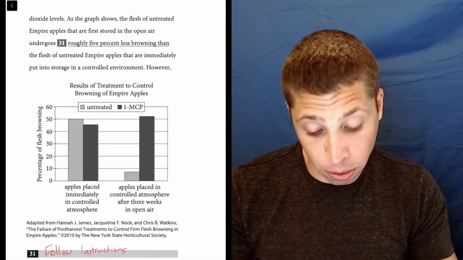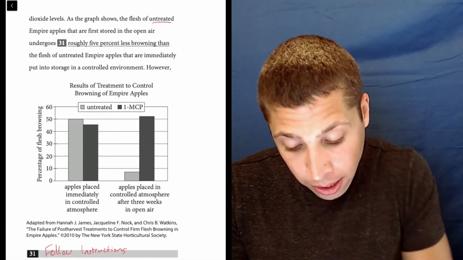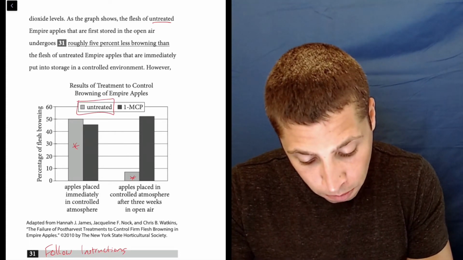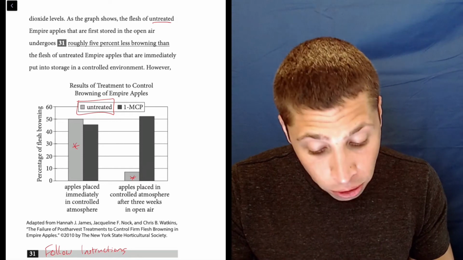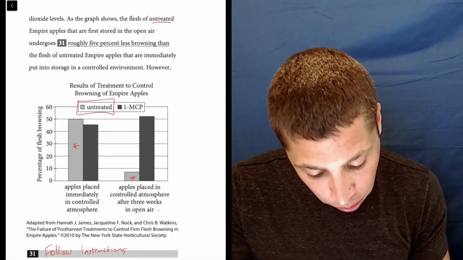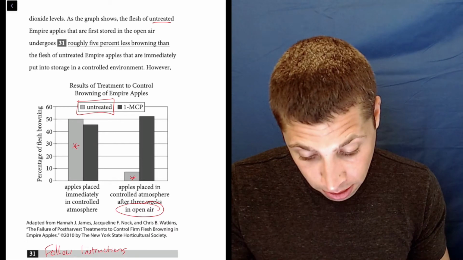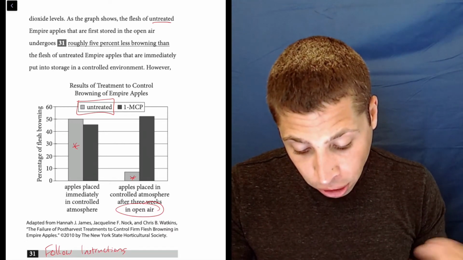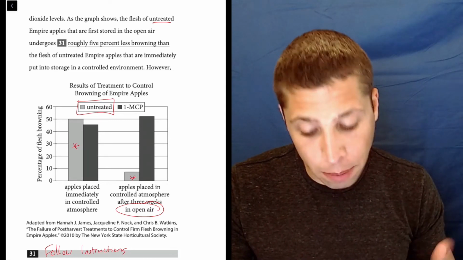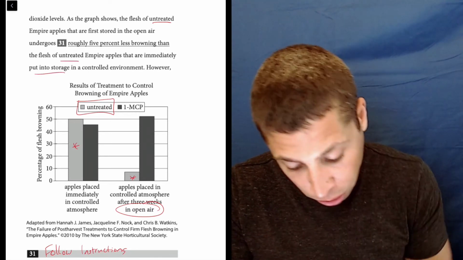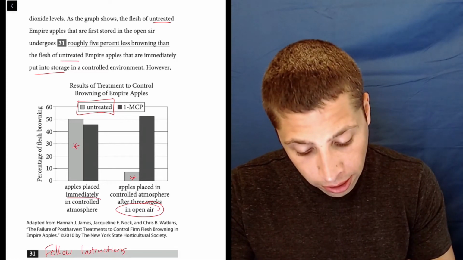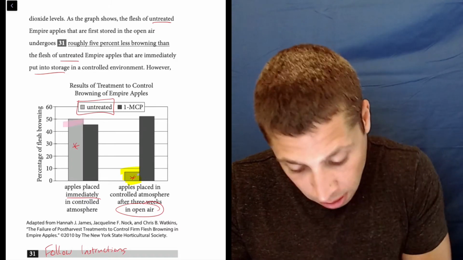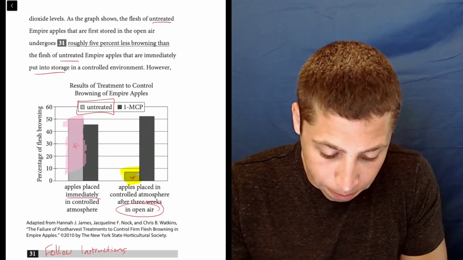As the graph shows, the flesh of untreated Empire apples, so untreated, so that's these two bars, that are first stored in the open air. Okay, so open air, they're talking about that here, undergoes something. Then the flesh of untreated Empire apples that are immediately put into storage. So untreated, put into storage immediately, that's these. So what we're comparing is this box here to this box in pink.